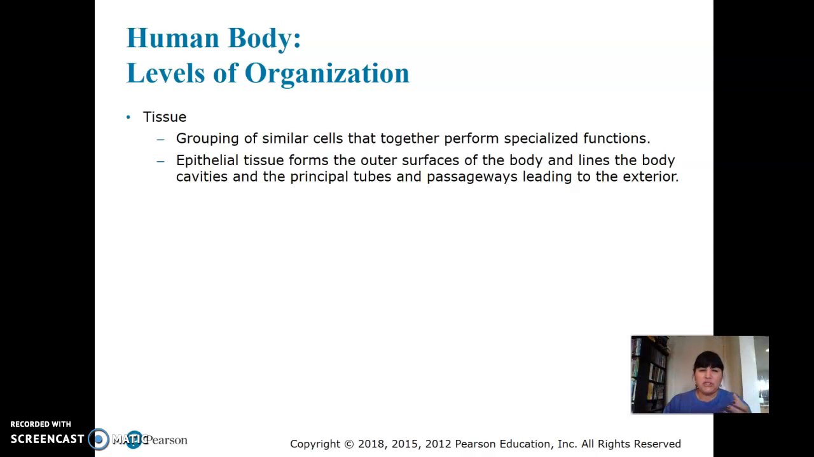Okay. Now, so atoms, molecules, cells, now to tissues. So you put a bunch of similar cells, right? Grouping of similar cells together perform specialized functions, and we're talking about tissue. So 4 types of tissue. Epithelial is one. Outer surfaces, so skin, lining cavities, so inside of the blood vessels, inside of the bladder, let's say, inside of the lungs, inside of the uterus, right?